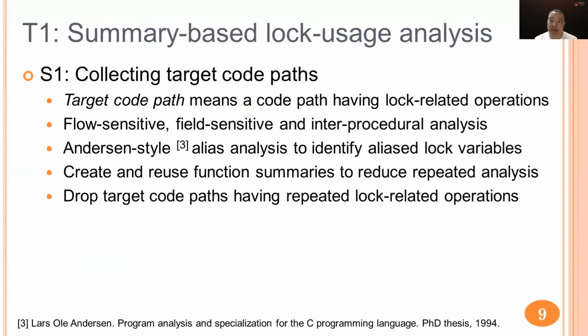Now let's see how to extract locking constraints using our lock usage analysis. The first step is to collect target code paths that contain lock-related operations. Our analysis uses a flow-sensitive, field-sensitive, and intraprocedural analysis of the kernel code. It also uses an Anderson-style alias analysis to identify aliased lock variables.